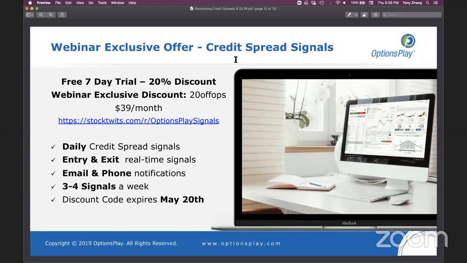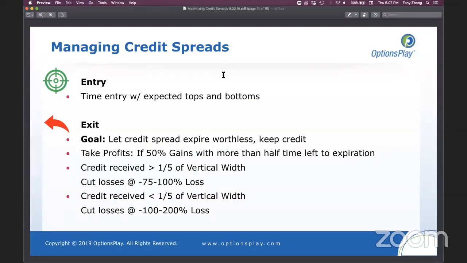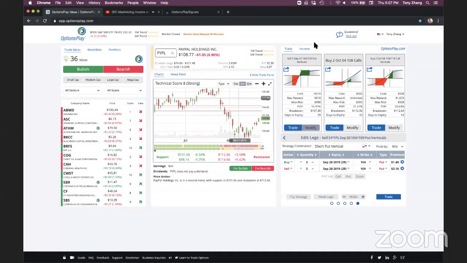Gary's saying, in the exit, the cut losses is confusing me. Which do we use? So Gary, it depends on whether the credit you receive is less than 1/5 of the vertical. If you're looking at a vertical like the PayPal one we were looking at, where it's 109, 104, and we're collecting, let me move this back to one contract just so we're clear. On a $5 spread, if I'm collecting less than $1, then that's when I want to use the other rule.